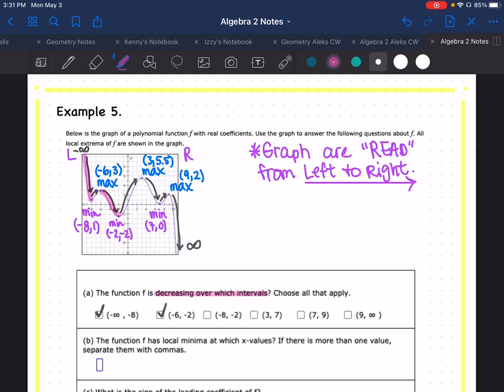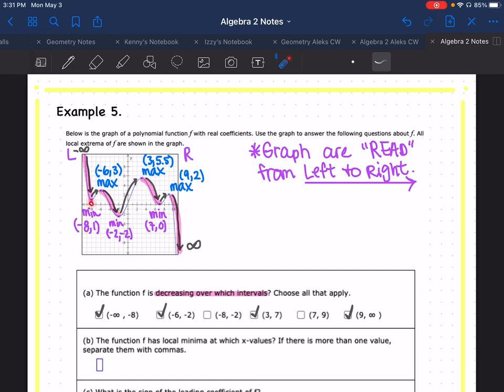I'm going to continue reading my graph. Notice if you mark it, it's much easier to answer this question. There we go, 3 to 7. And there's one more right here from the last max to the end, which is 9 to positive infinity. The ones that are left blank that I did not click, if you take a look at them from -8 to -2, my graph is increasing from -8.